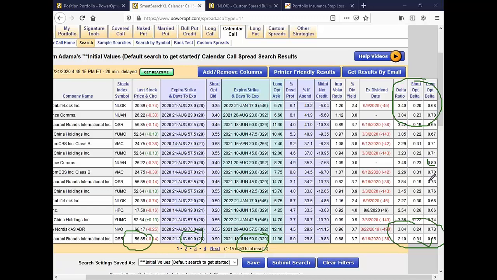Okay. Yeah, it was a debit spread. Sam says, looks like a debit spread on JPM. It was a debit spread. It's a calendar debit spread, of course, as well.